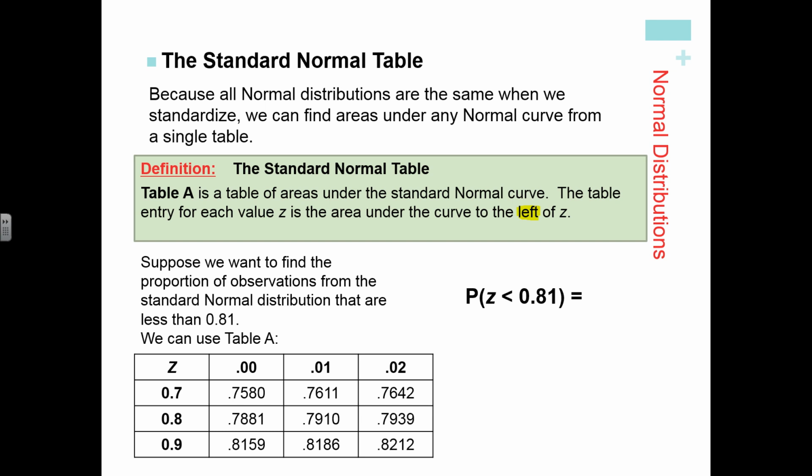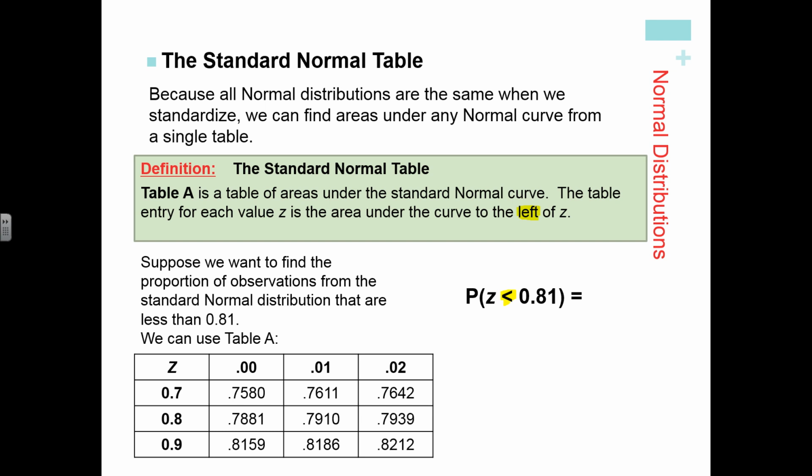You don't have to do anything funky. Alright, so for this example, we're looking for the probability that z is less than 0.81. So again, because it's less than, I can go straight to the table and use the table without doing any other calculations.